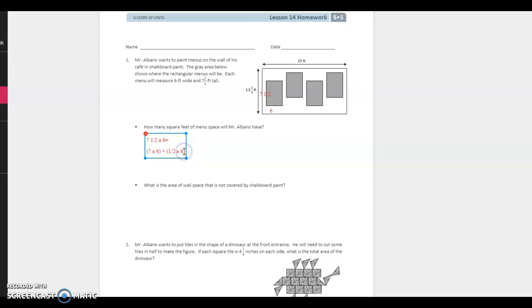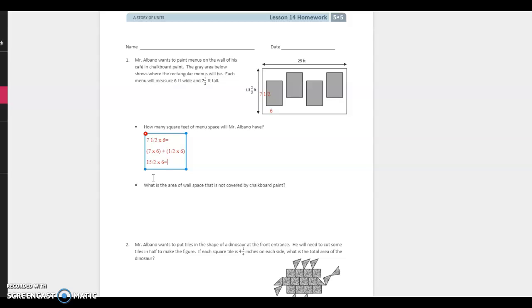Or the other way that a lot of you guys said you felt was easiest is to turn that mixed number into an improper fraction. So I'm going to take my denominator, which is 2, and multiply that by my whole number. 2 times 7 is 14. And then I add my numerator. That means that I'm going to have 15 over 2 times 6. This is a little bit easier because you're not having to remember to multiply all of the numbers.